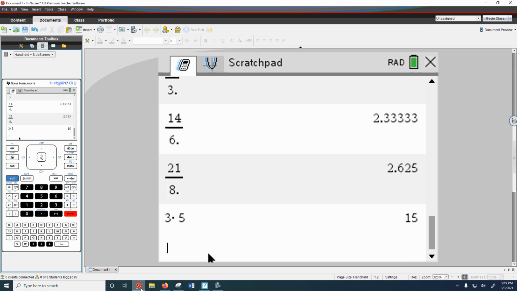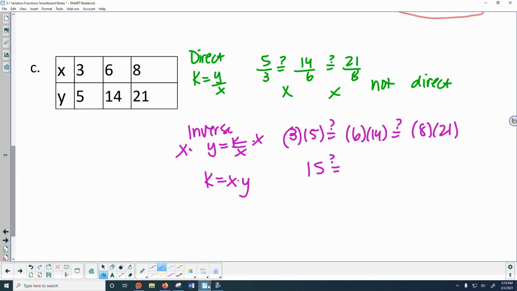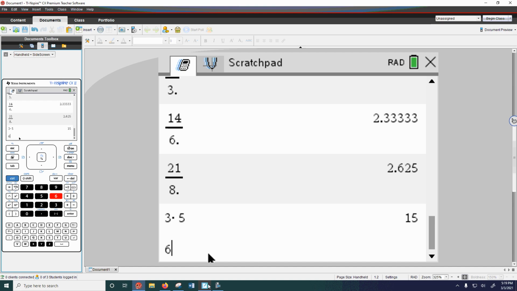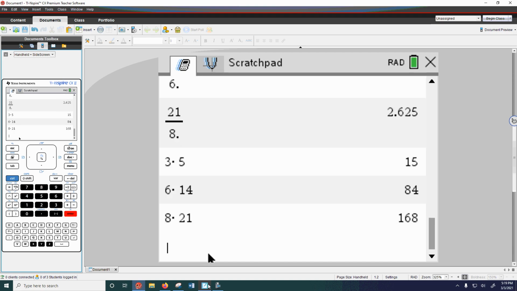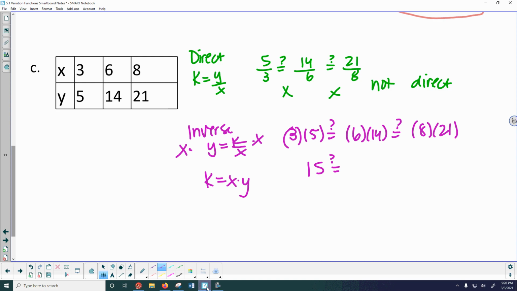We then had 6 times 14. 84 already doesn't match, and 8 times 21 is 168. So those do not match. So this again was equal to, let's put our numbers in, 84 and 168. That's a no. Those do not match. So this is also not inverse. So this one would be not inverse, not direct. So this one is neither.